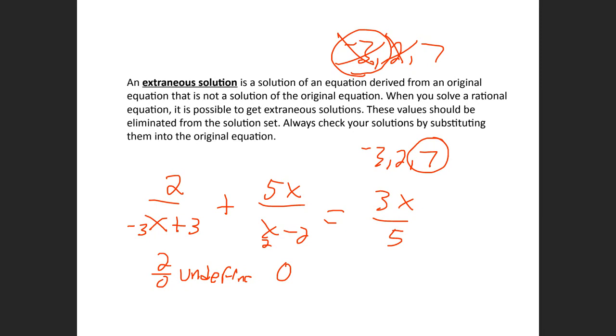Okay? So you can tell what the extraneous solutions are before you even start the problem, because all you have to do is look at the bottom and just figure out what makes that equal to 0. Then that can't be a solution to the problem, because it would make it undefined. Okay, so that's what we're talking about. So you really want to check your answers over.